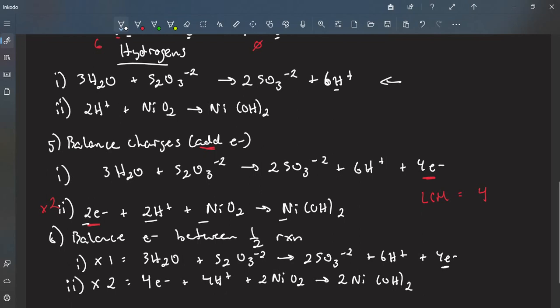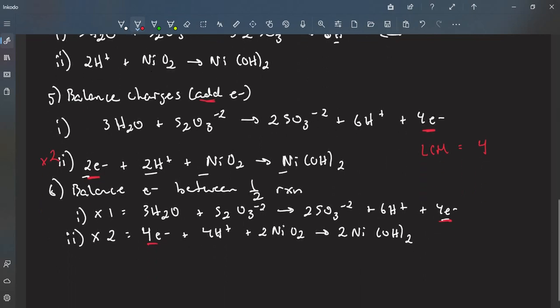Okay, now at the end of this step, you just want to make sure that the number of electrons lost, in this case 4, is equal to the number of electrons gained. If that's correct, then you have completed the step and you're now almost done.